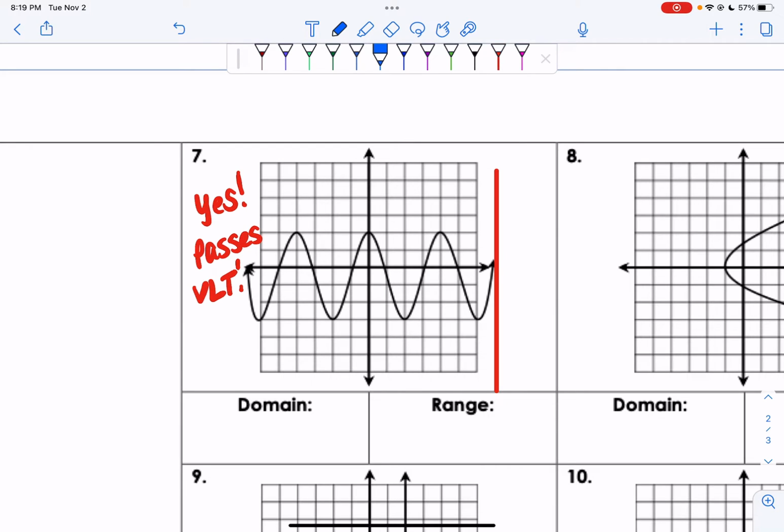My domain is my x values. So if I look, it's going on in this direction, it's going on in this direction. So my domain is, again, all real numbers.